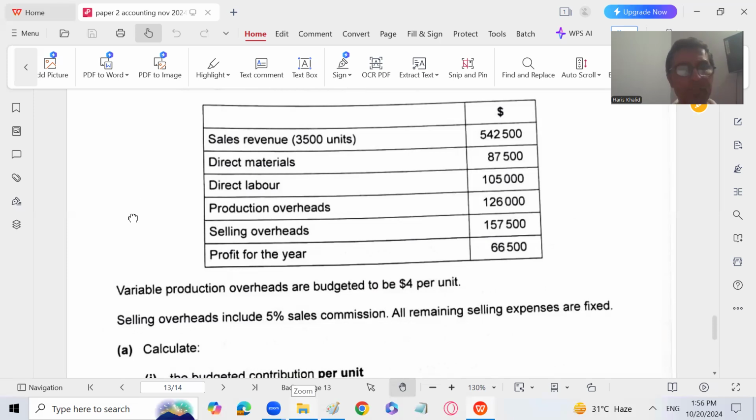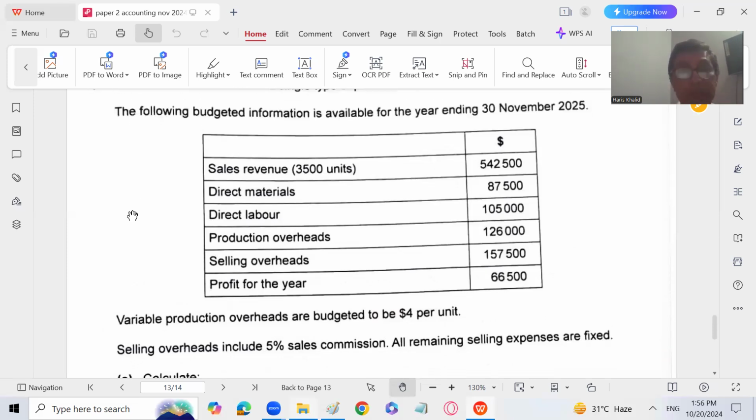Now, what is the difference between this question and other marginal costing questions? Let me make it clear first. This has come in the past also, May-June 17, in exams where we have been given semi-variable cost. In this question, direct material and direct labor are basically variable costs, but production overheads and selling overheads are semi-variable costs. It means that some elements of both fixed and variable cost are present in production overheads. In the same way, some fixed and variable parts are included in the selling overheads also. And profit is already given in the question.